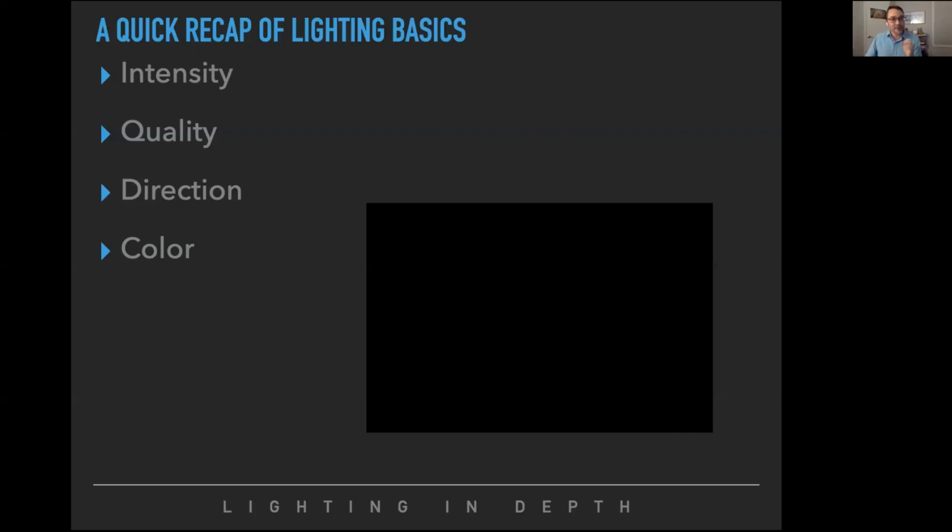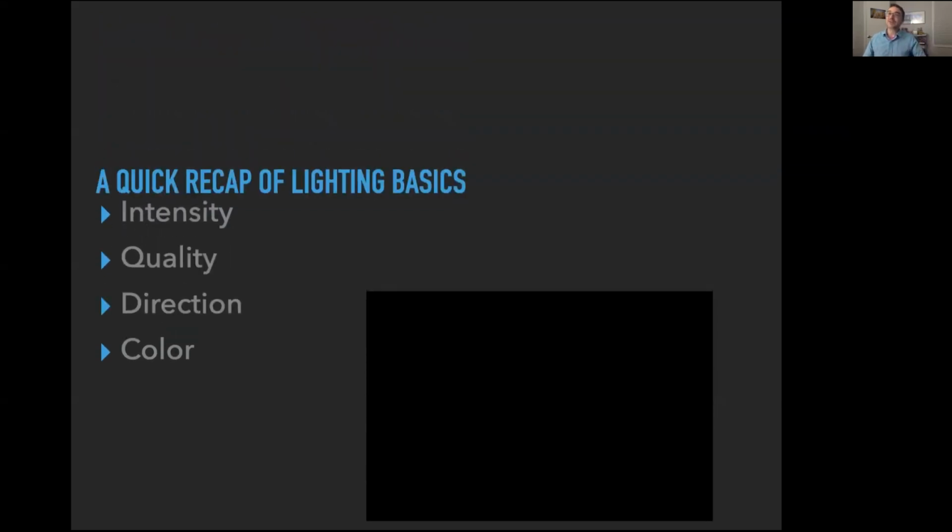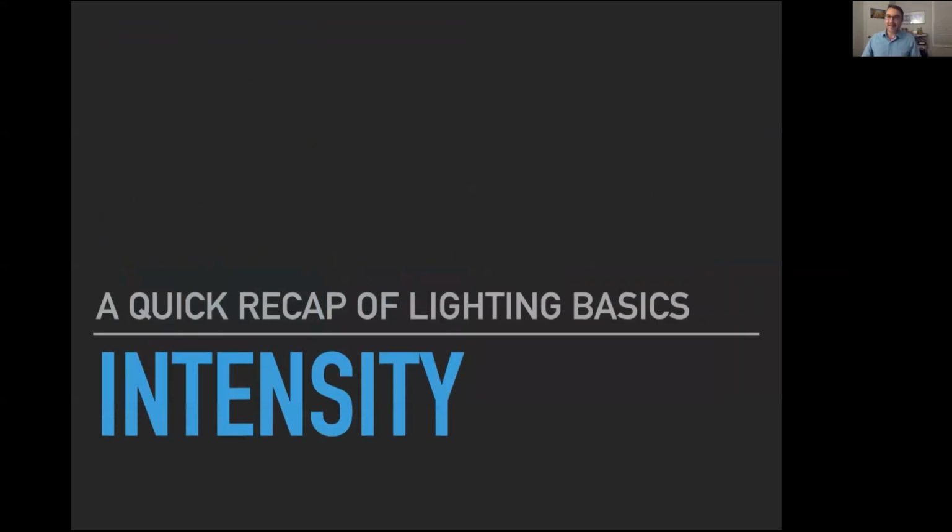As photographers, light is our clay, and these properties, intensity, quality, direction, and color, these are the ways that our clay, our light, behaves as we sculpt the light into the photographs we want. So let's have a closer look at each of these properties, and let's start with intensity. That's what I usually do, start with intensity.